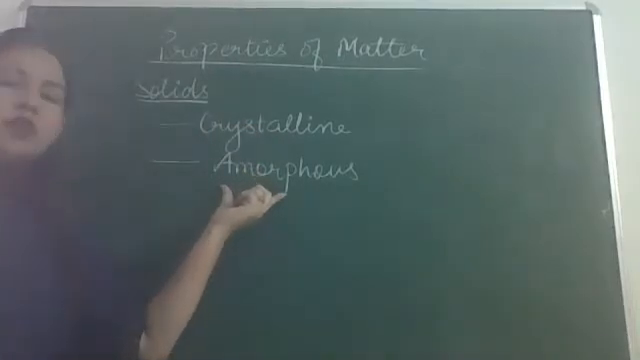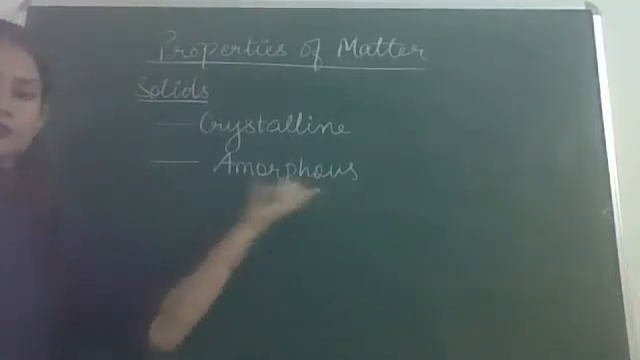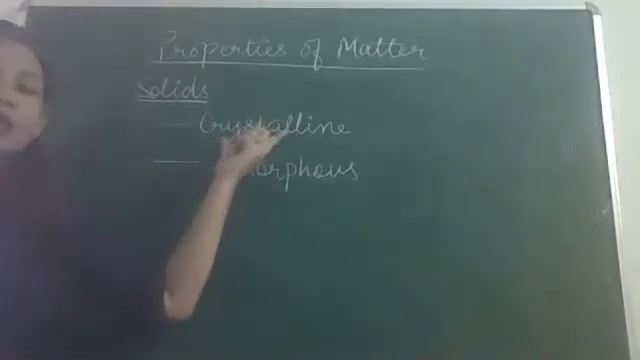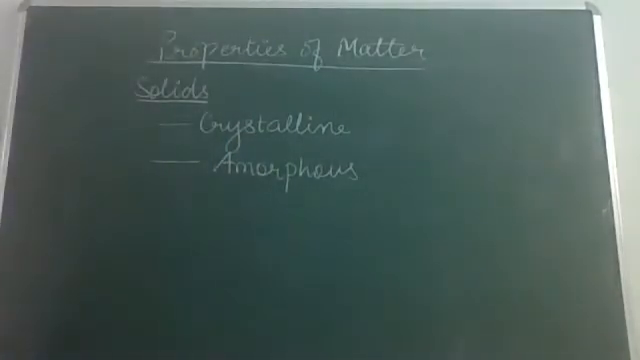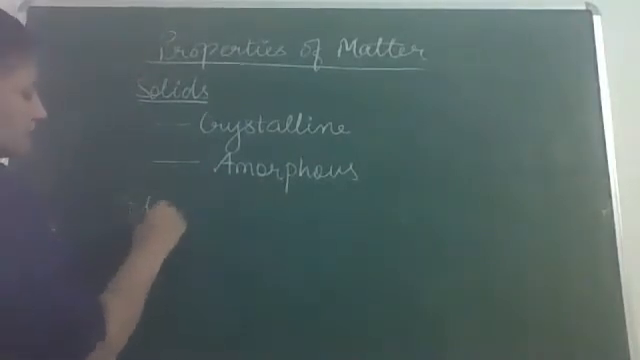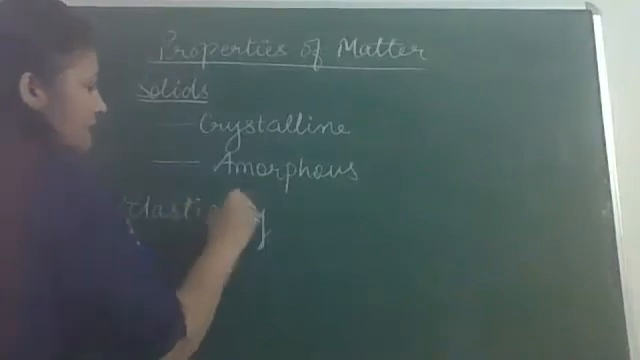And amorphous solids have an irregular arrangement of atoms, right? For example, glass. Glass is an amorphous solid. It is brittle. Crystalline solids like sugar and quartz are there. These are crystalline solids. All right. So let us come to elasticity. What is the property of elasticity of solids?